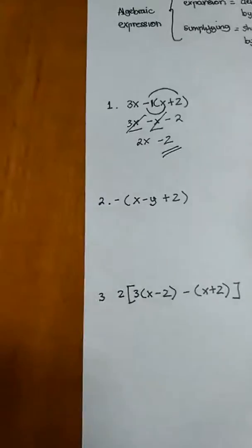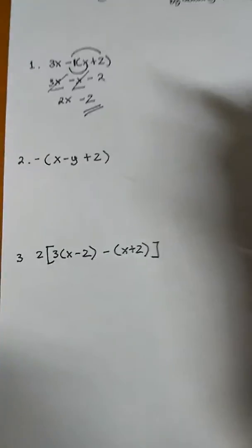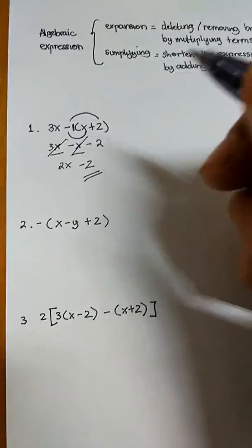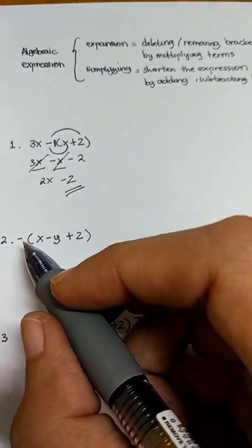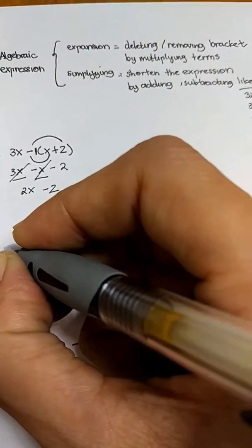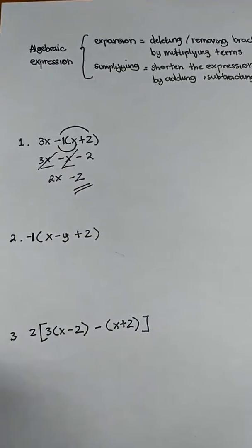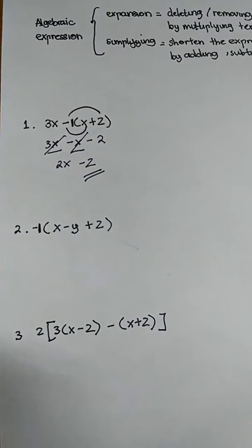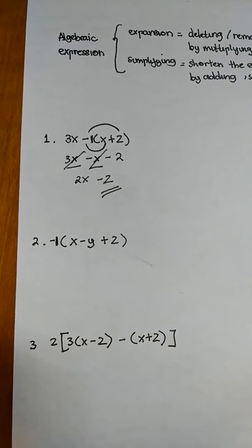Now the second one is minus bracket x minus y plus 2. Okay, now how to solve it? Again, look, there's a minus there, but it doesn't mean that after the minus there is no number. Actually there is 1, because with or without the 1, the meaning is still the same. Okay, now how to simplify this one?